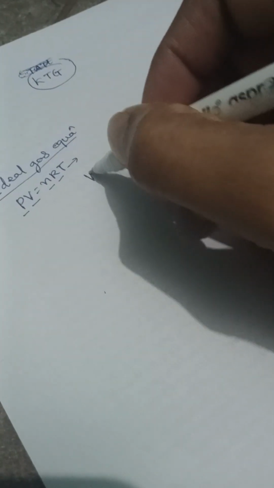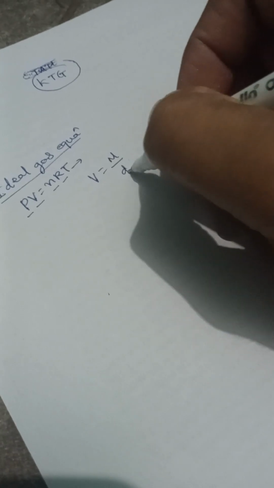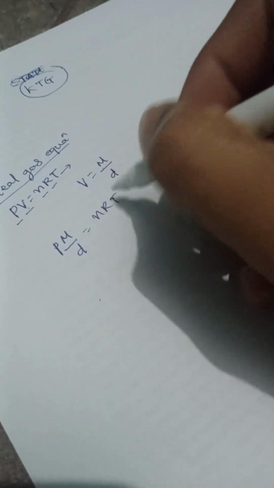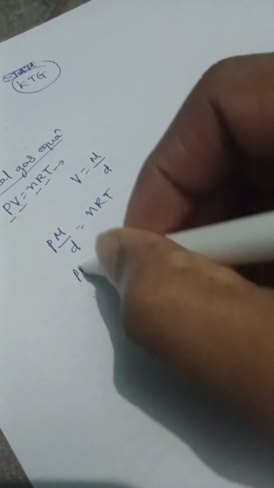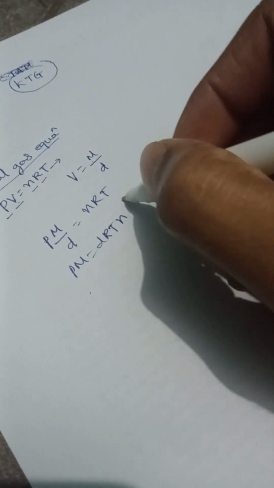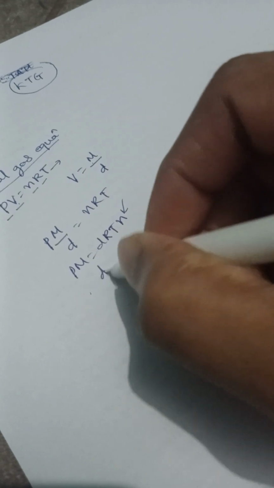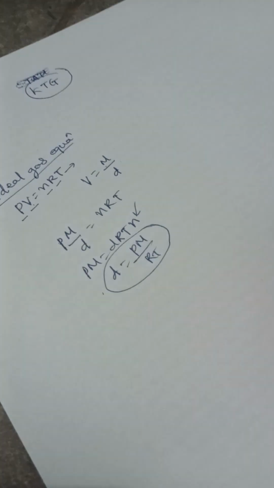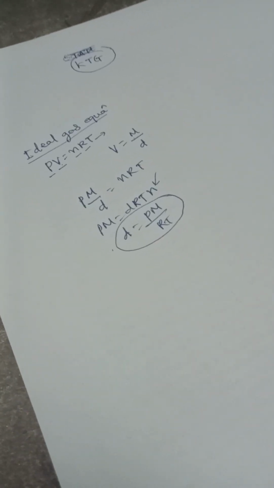Now if we modify this formula, for volume we can write volume is equal to mass upon density. So from here we can write P, instead of V we can write mass upon density. So P into mass upon density is equal to nRT. So from here we can write density of gas is equal to PM upon RT. This formula is also very important, right?